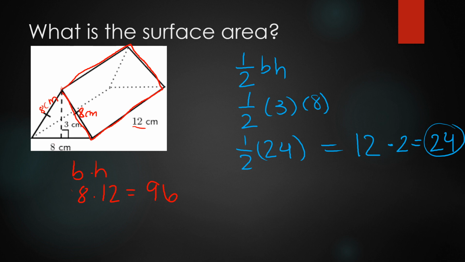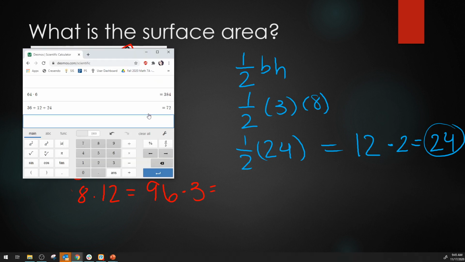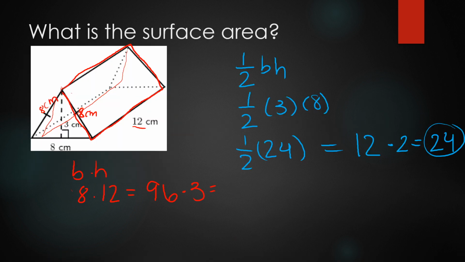Now there are 3 rectangles here, right? I have the front one, the back one back there, and then I have the base. So I have 3 rectangles, which means I'm going to take the area of my rectangle and multiply it by 3. So 96 times 3 gives me 288. The last step is taking the area of our rectangles and adding it to the area of our triangles, which is 24. So 288 plus 24.